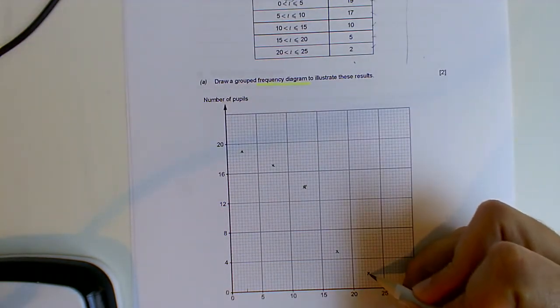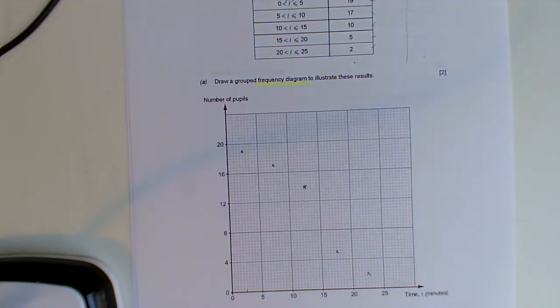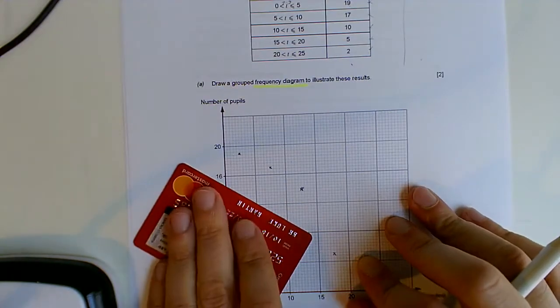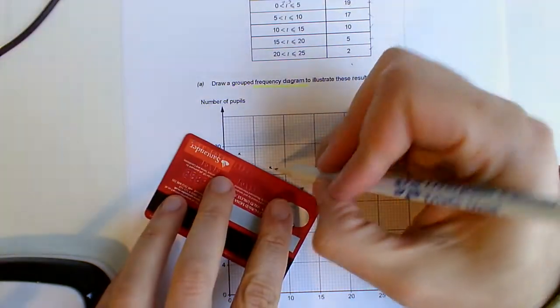is there. Okay. What you then do is you join, or you should join all them up with a ruler. Just realised I haven't got a ruler anywhere. What can I use? I have to use my bank card. Turn that over in case anyone's trying to steal any money from me.